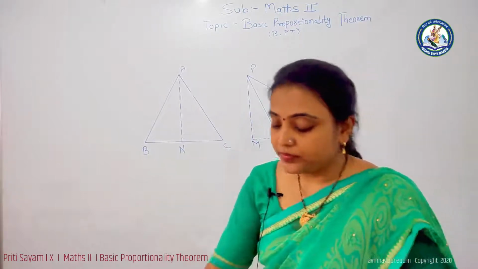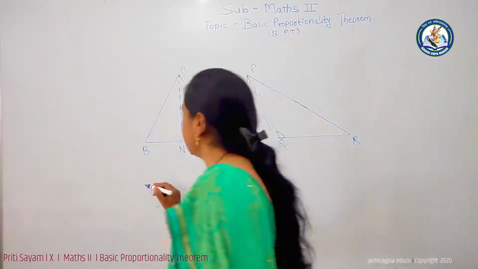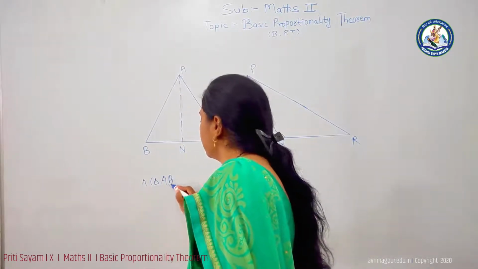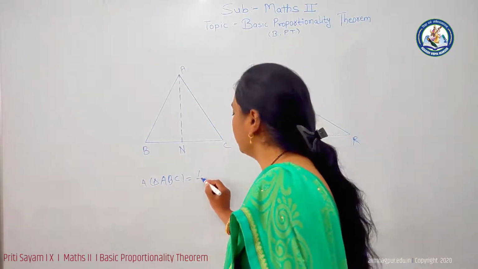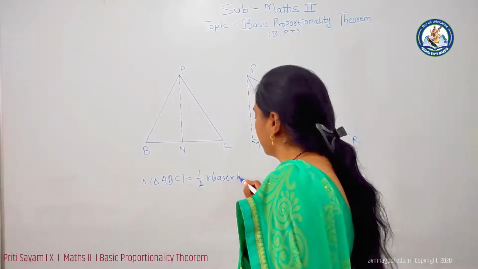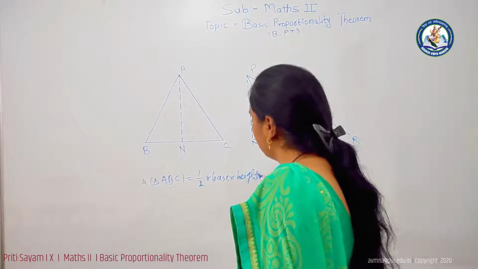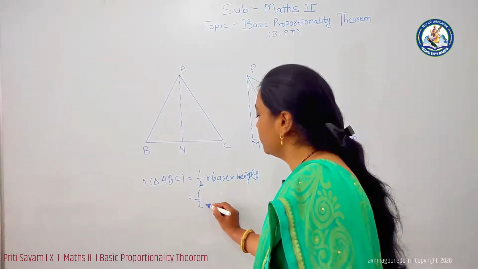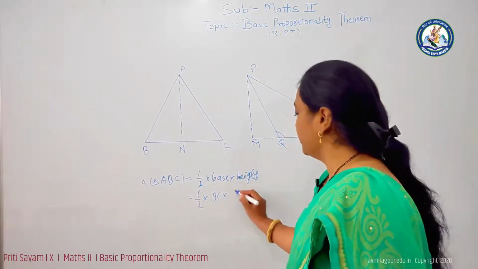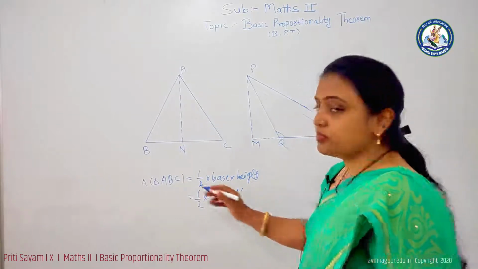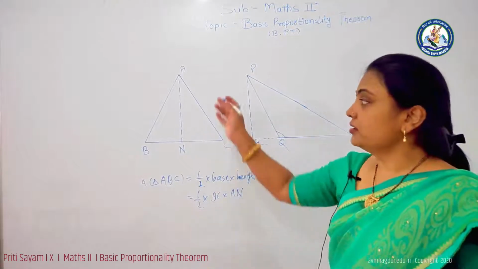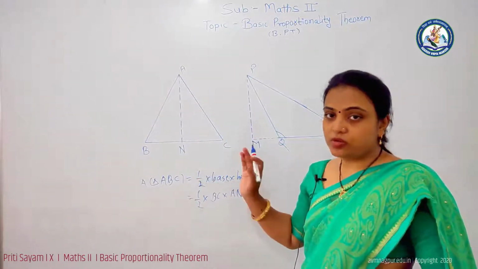So for this triangle, area of triangle ABC is equal to half into base into height. Therefore, half into base BC and height AN. This much we have learned last year, or before that also, we know that the area of a triangle formula is half into base into height.